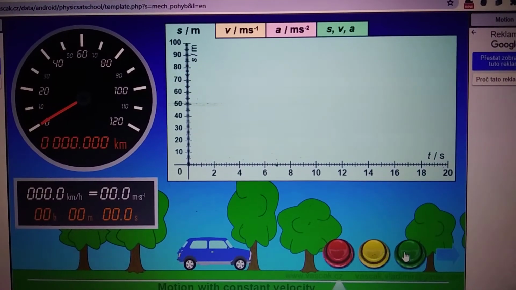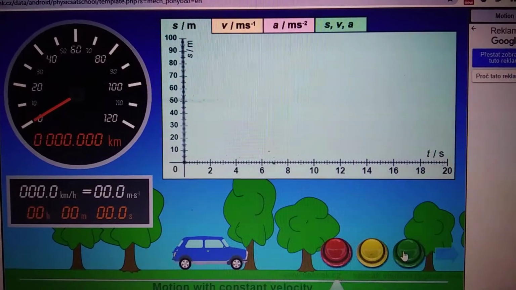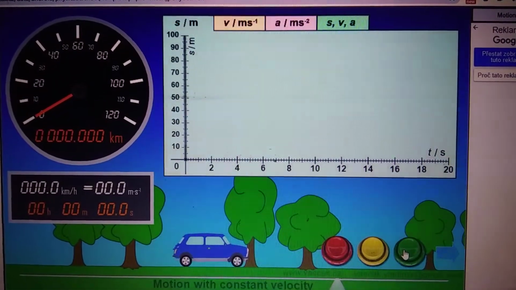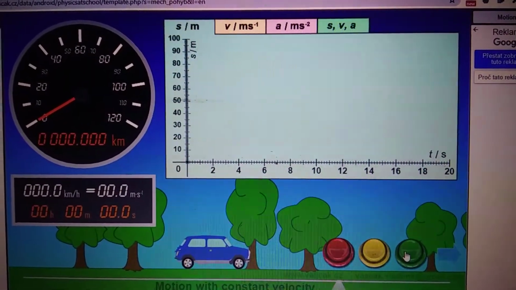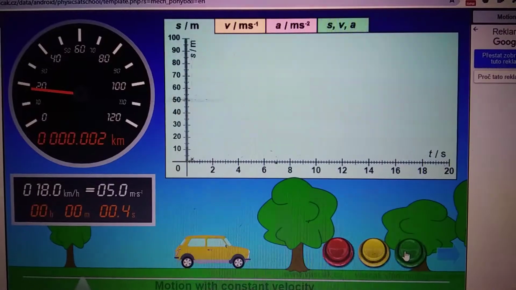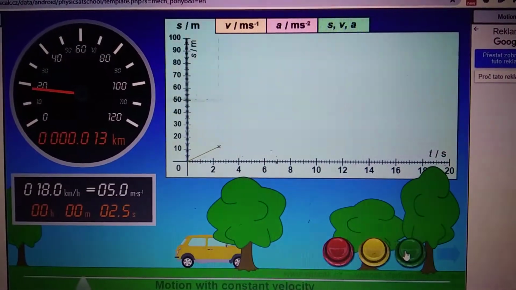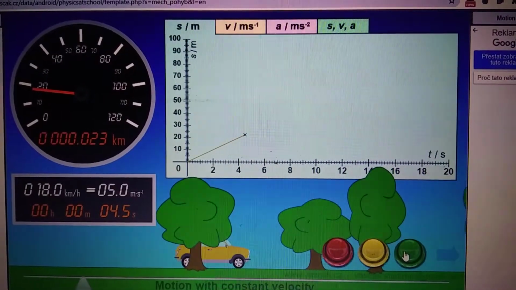I am showing you an animation in which a car is going in only one direction with constant velocity. There is a meter that shows you the speed, velocity, and the time taken for the journey. I'm just starting it. Here we have a car going with 18 kilometers per hour in one direction, so its velocity is 18 kilometers per hour.